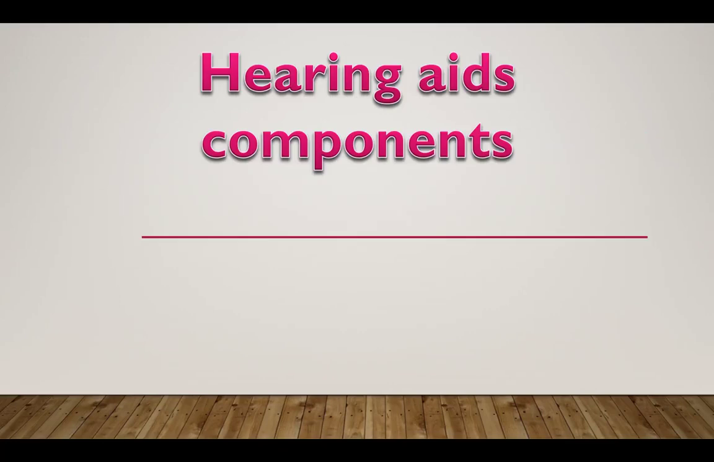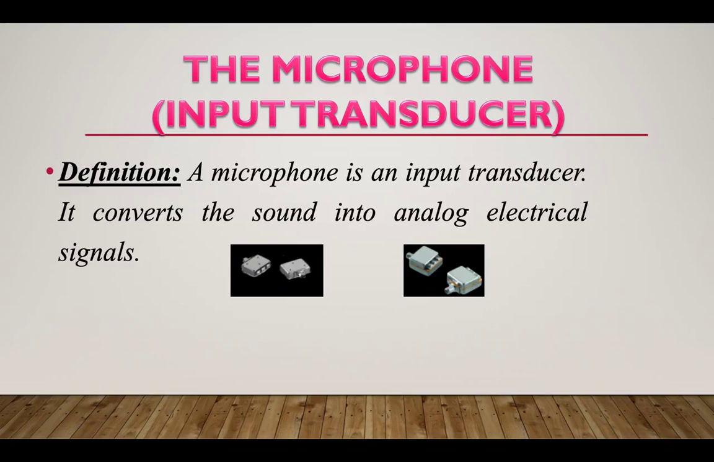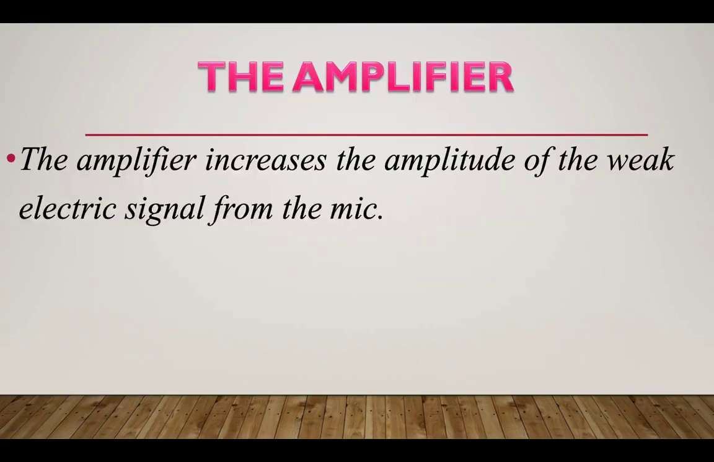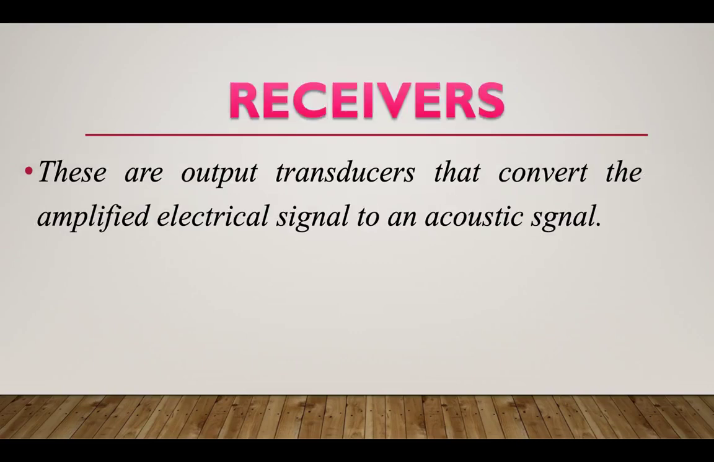Hearing aid components. The first component of the hearing aid is a microphone, which is an input transducer that converts sound into an analog electrical signal. The amplifier increases the amplitude of the weak electric signal from the mic. The receivers are output transducers that convert the amplified electrical signal to an acoustic signal.